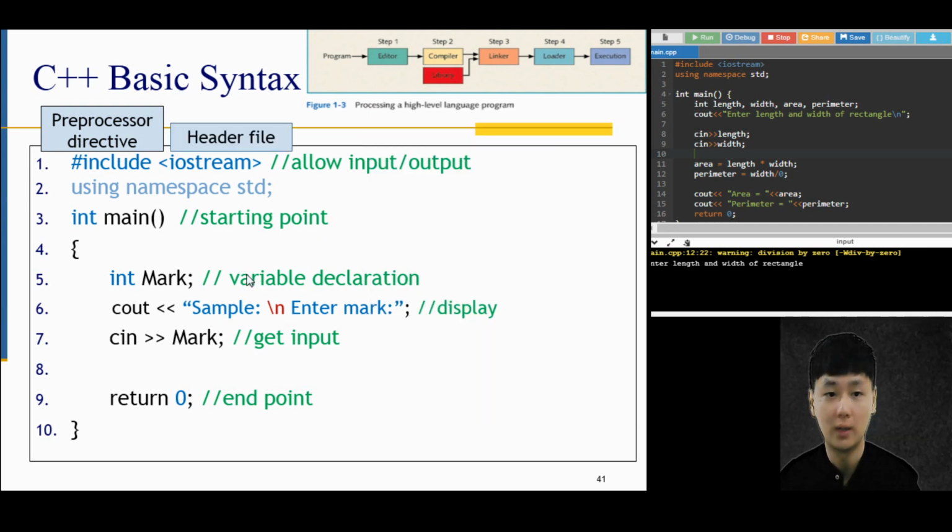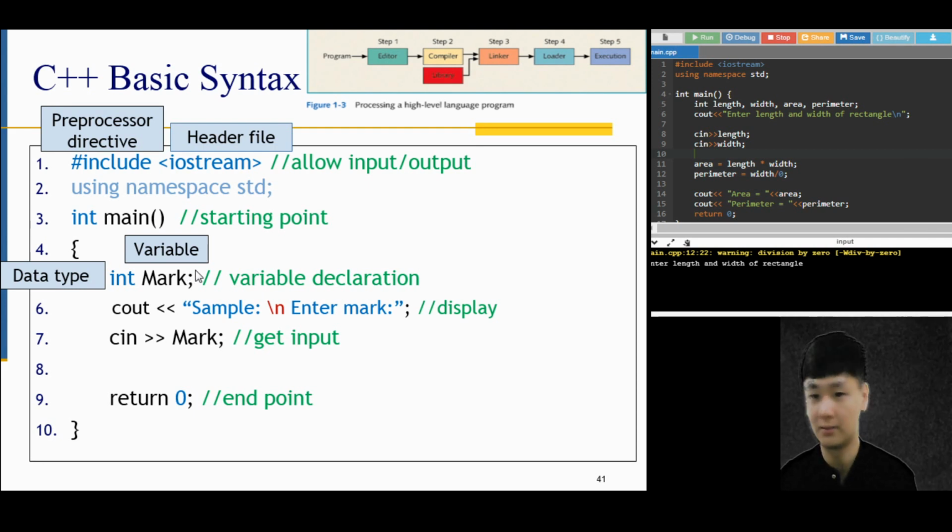So we have the header file iostream, which I will explain in more detail in chapter 2. In line 3 we have int main. It is a command indicating that the program execution begins after this line. And we have line 4 and line 10, which are the braces to include a set of instructions within these functions. In line 5 we have variable declarations involving the data type and the variables, which I will also cover in the next lessons.